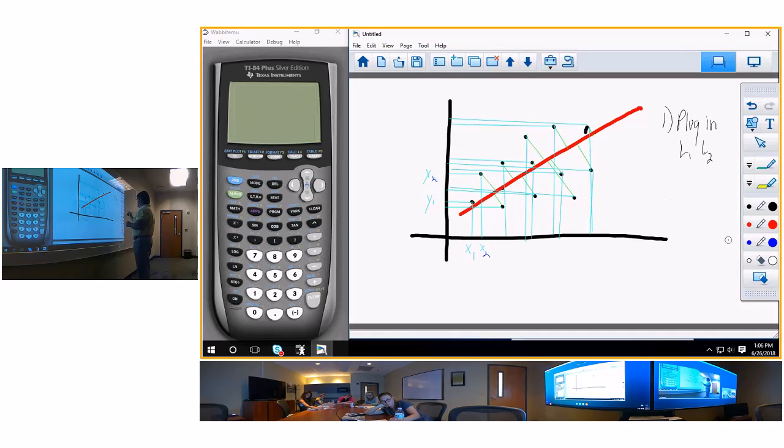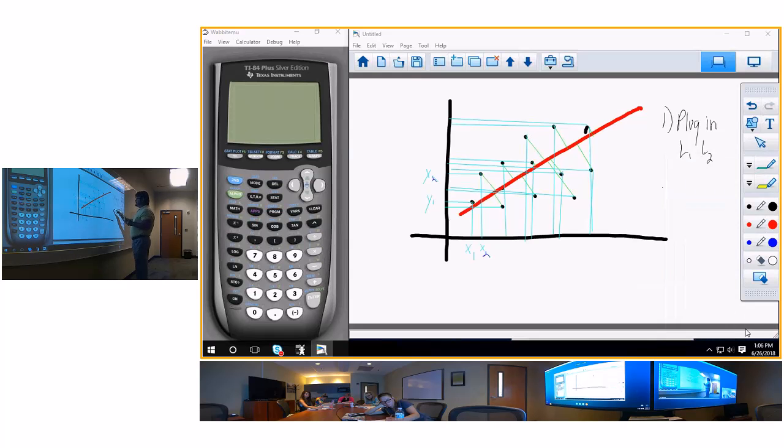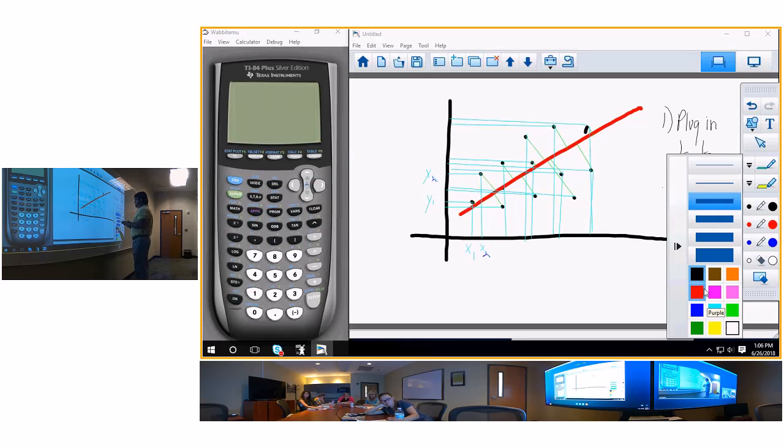Two, sorry about that, guys, I forgot. Let me make it thicker. No. There we go. Black. There we go.